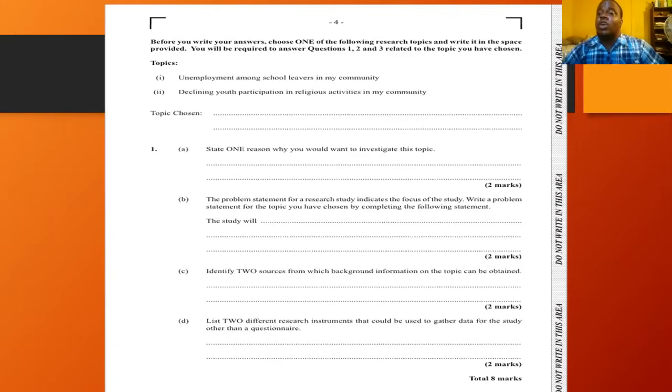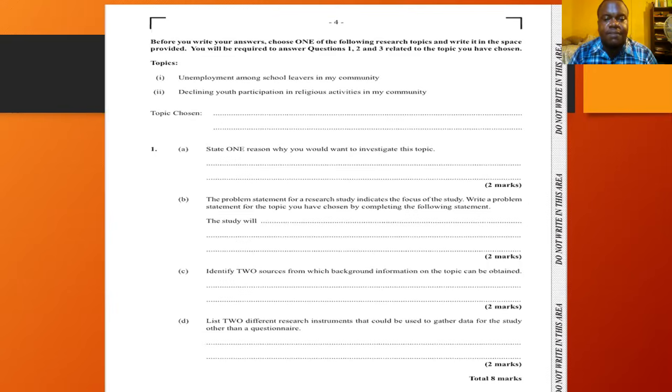Or you can say you have heard the cries of the unemployed school leavers in your community. So those are 2 good reasons that you can use. Remember, you must come up with a plausible reason why you have chosen the topic. Good? B says, the problem statement for a research study indicates the focus of the study.